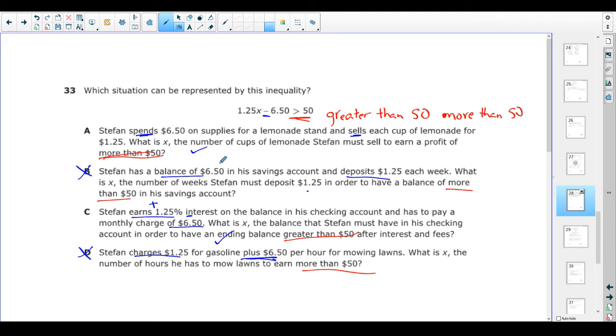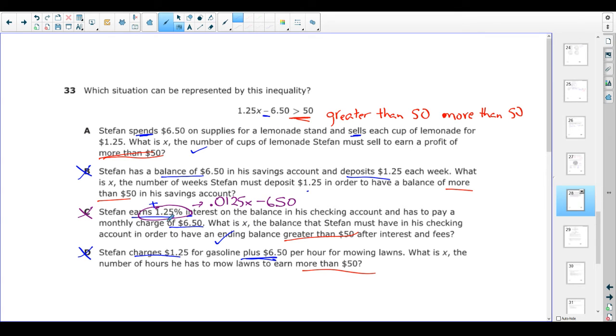Which of these is correct? And what gives it away more than anything else? This one says earns 1.25% interest. So if we want to figure out 1.25% of something, we can't just multiply it by x. We would have to change it to a decimal first. So 1.25% is actually 0.0125. So this equation would have to be 0.0125x minus 650. And that's not what we have here. This is actually incorrect. It's close, but not quite.